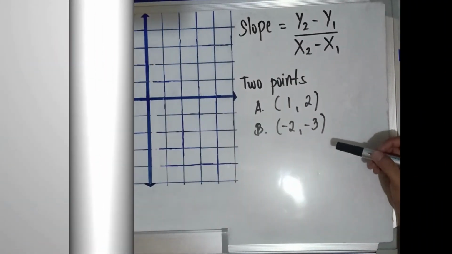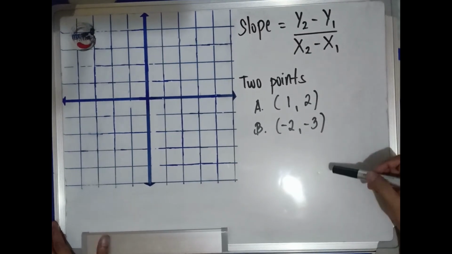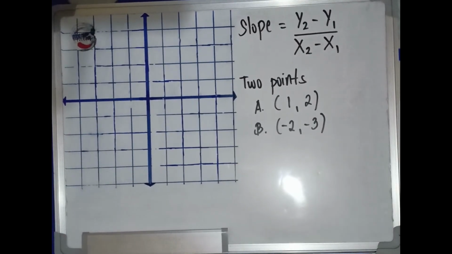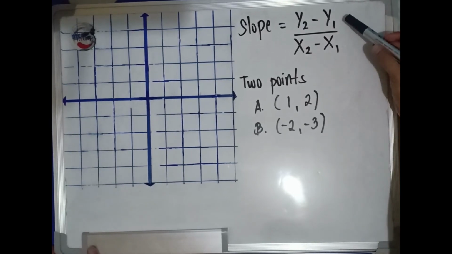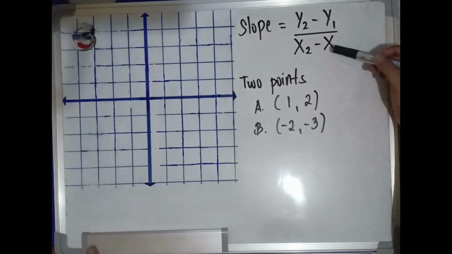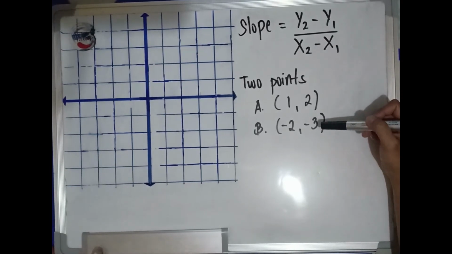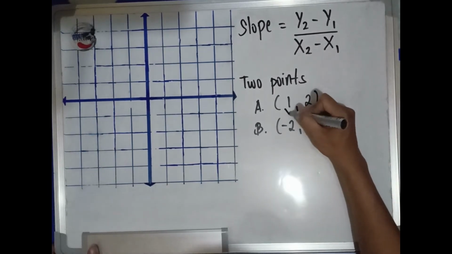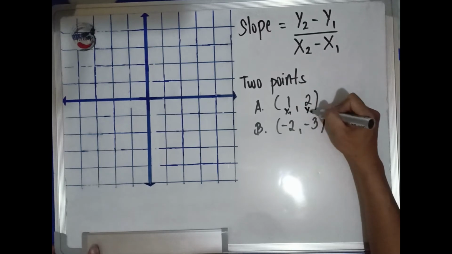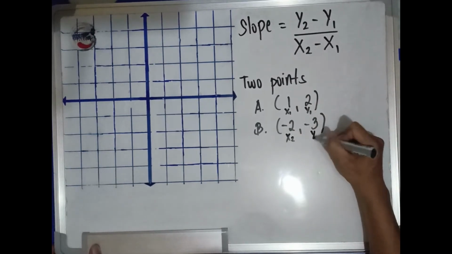Now, let us find the slope of 2 points. So we have the formula for the slope, y sub 2 minus y sub 1 all over x sub 2 minus x sub 1. So before we substitute the values, let us first label the given. So this will be our x sub 1 and y sub 1. This will be our x sub 2 and y sub 2.